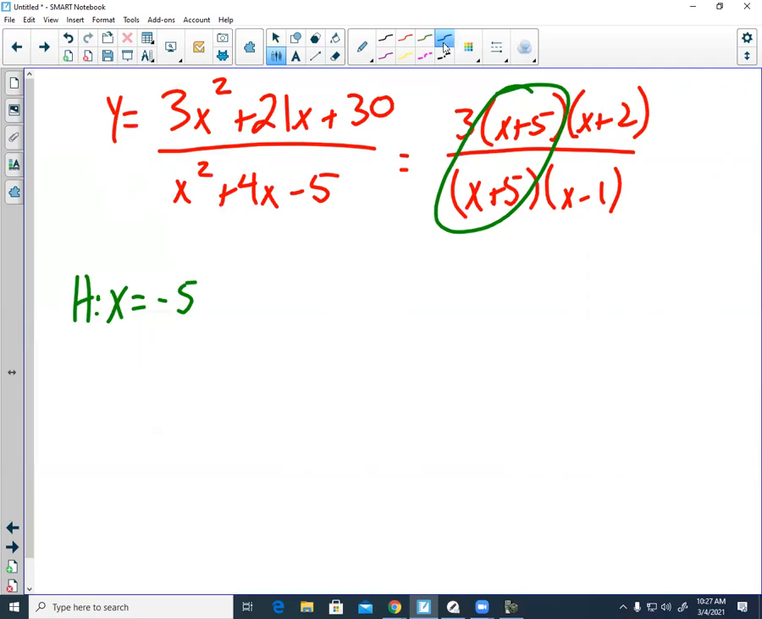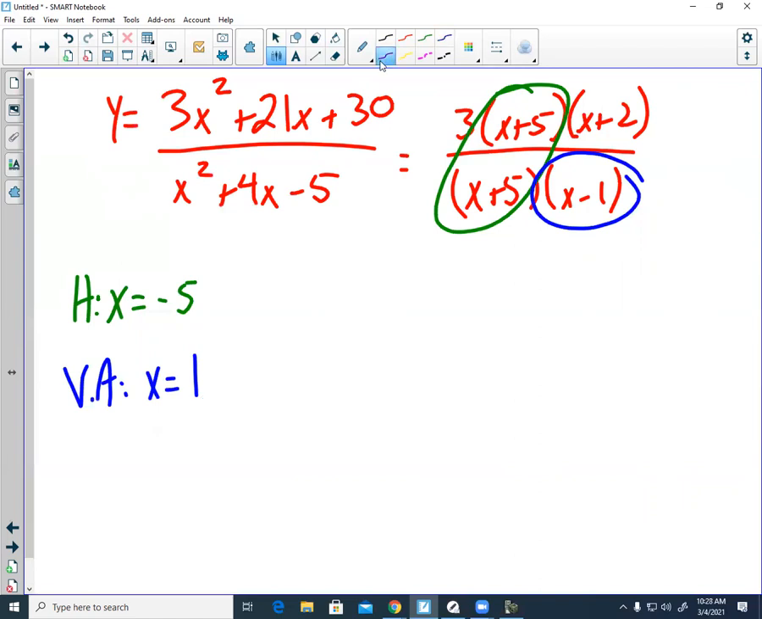The vertical asymptote is the one that doesn't cancel. So that is x equals the opposite of whatever's inside the parentheses. That's all we use the factored form for. We don't use the factored form for anything else past this. It tells us the issues. It tells us where my numbers aren't going to work.